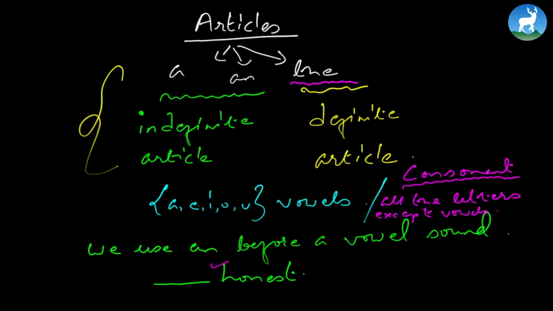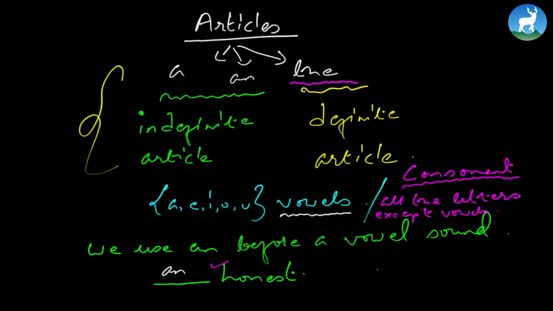A, E, I, O, U. The very beginning of the sound, like in this case, "honest," starts with a vowel sound. That's why we go for "an honest." We don't write "a honest," we write "an honest person." This is the first use of "an": we use it before the vowel sound.